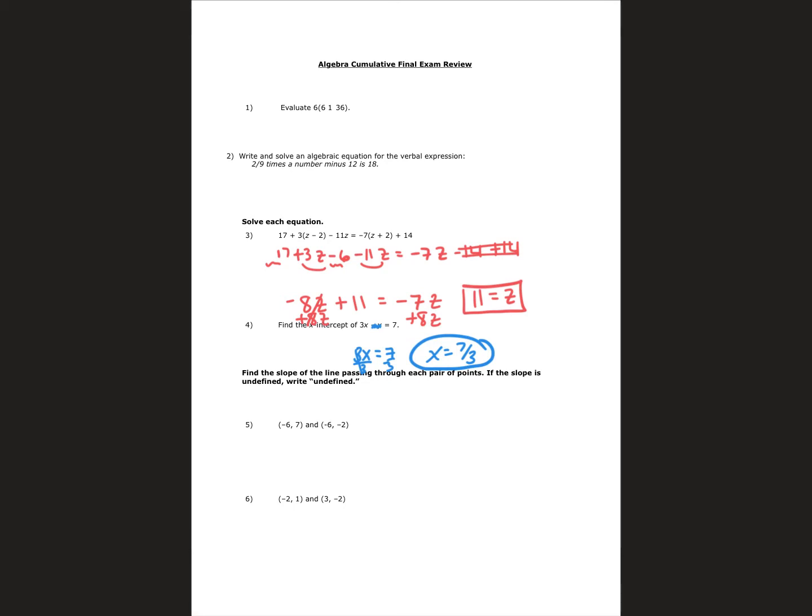Slope is y2 minus y1 over x2 minus x1. That's going to be negative 2 minus 7 over negative 6 minus negative 6. Negative 2 minus 7 is negative 9 over negative 6 plus 6 is 0.